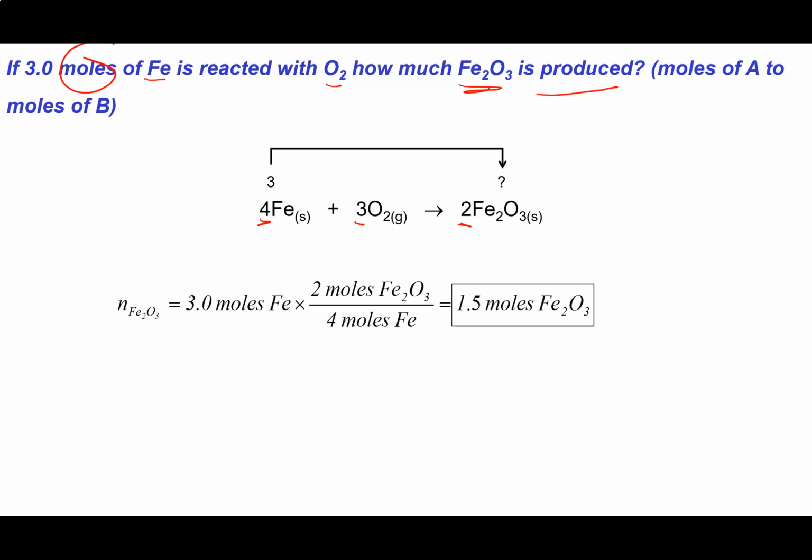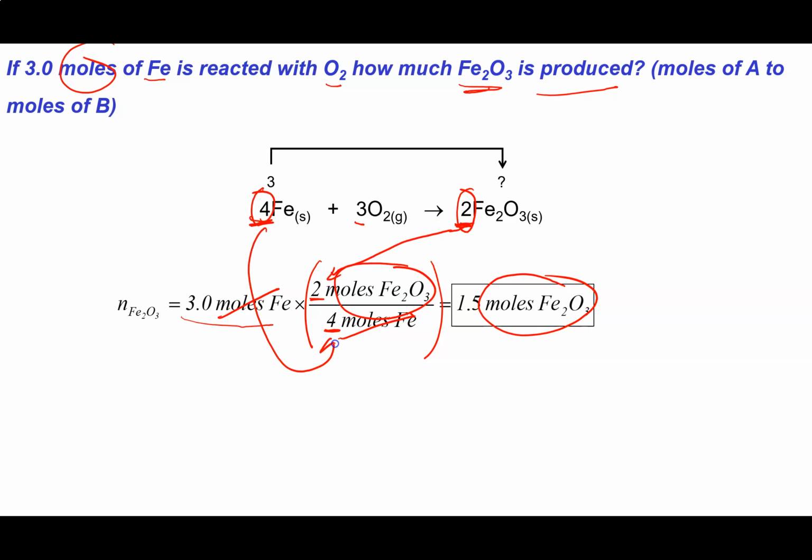What am I going to do? I have 3 moles of iron, and I need to turn it into moles of Fe2O3. So I'm going to create a mole ratio using these coefficients. You can see here I get 2 moles of Fe2O3 for every 4 moles of iron. So moles of iron cancel out, leaving me with the units that I need in my answer. And these numbers here are just my coefficients, right?